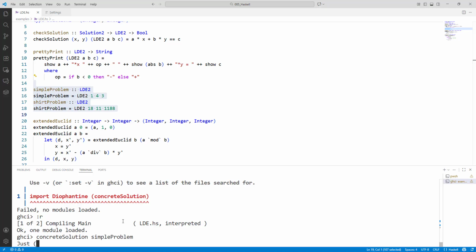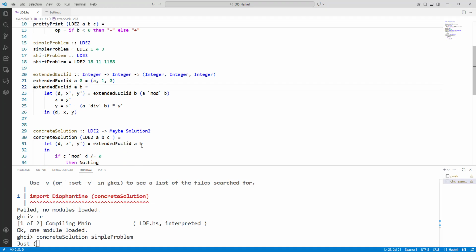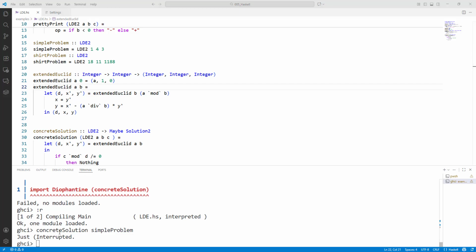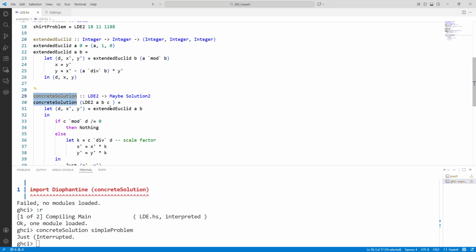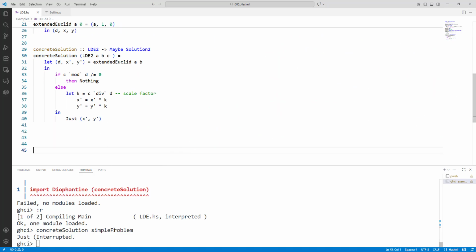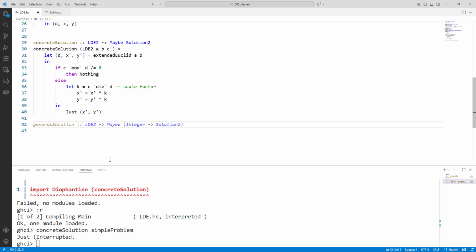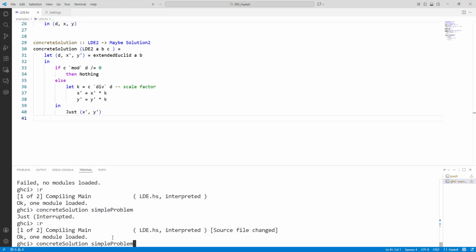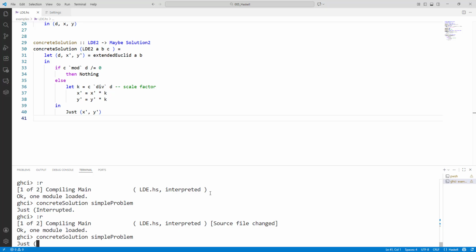And I think we just hit an endless loop somewhere. So let's give it a try for me to fix it. And this time the endless loop was fixed quickly with a Control-C. Concrete solution, extend it. Yeah, it should be working actually. Question, why is it not working? Pressing Control-S quite a lot of times and reload. Concrete solution to simple problem, just x prime, y prime. Okay.